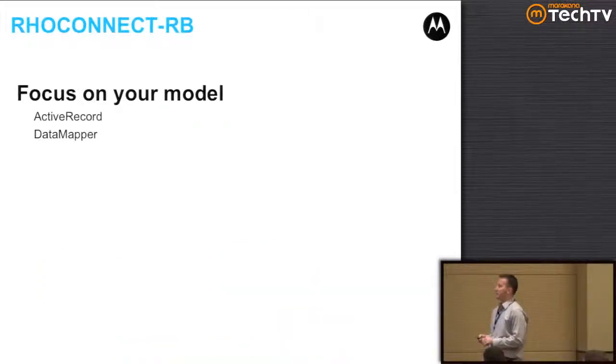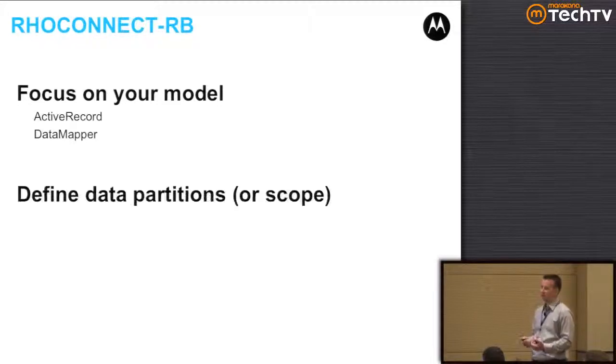So what is RhoConnect RB? This is the Ruby server plugin for RhoConnect. Again, you're focusing on your model, whether it's Active Record or Data Mapper. All of the logic around how data gets synchronized, what data gets synchronized, that's all going in your model. And RhoConnect has this concept of partitions. I'm not sure if Adam mentioned it yesterday. The way that we tell that this particular data set is associated with this user is by a partition, or in the Rails world they call it a scope. This is basically just a way to key the data for this user.